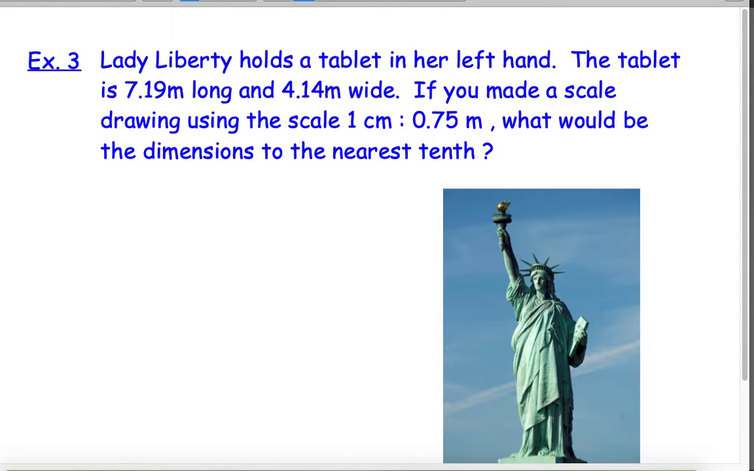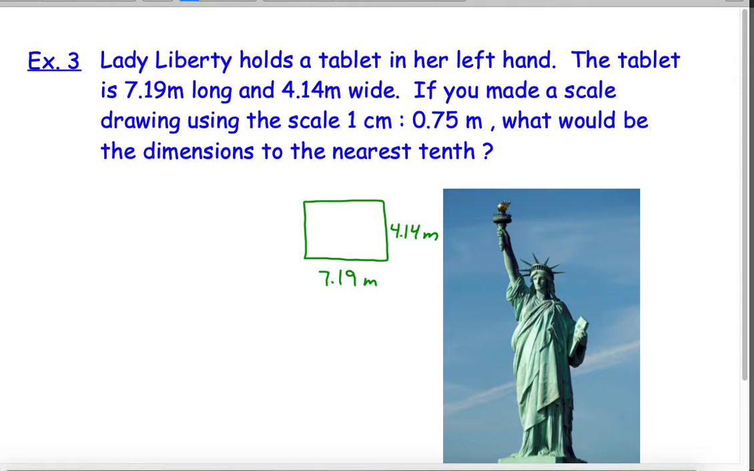The Statue of Liberty holds a tablet in her left hand. The tablet is actually 7.19 meters long by 4.14 meters wide. Let me draw that. So let's say this is, that's not the best rectangle in the world. Let's say this is the actual tablet. Let's make that better. There we go. 7.19 meters by 4.14 meters.